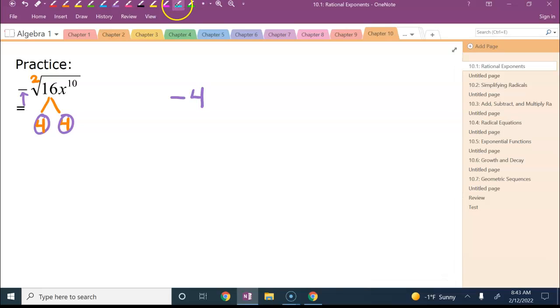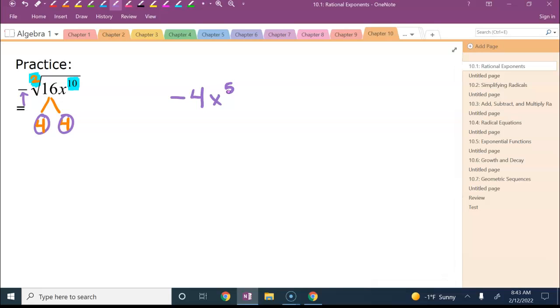Now for your letter, you have x to the 10th power. So you're going to want to take 10 and divide by that little 2 that I said is technically sitting in that root there. So 10 divided by 2 would be 5. So you should have gotten negative 4x to the 5th.